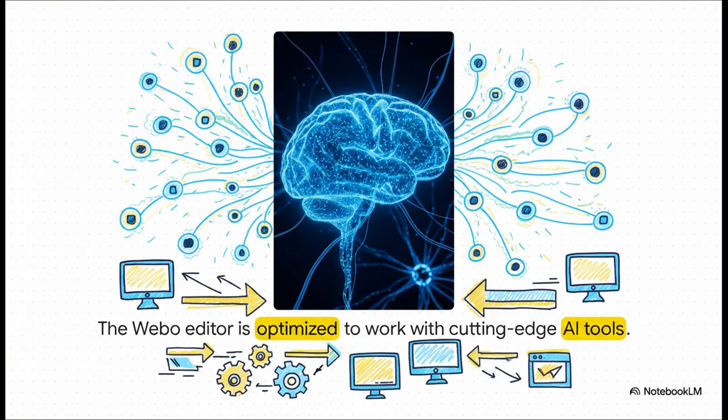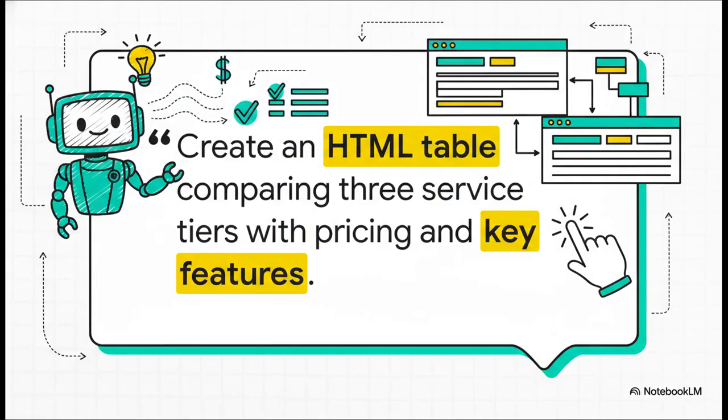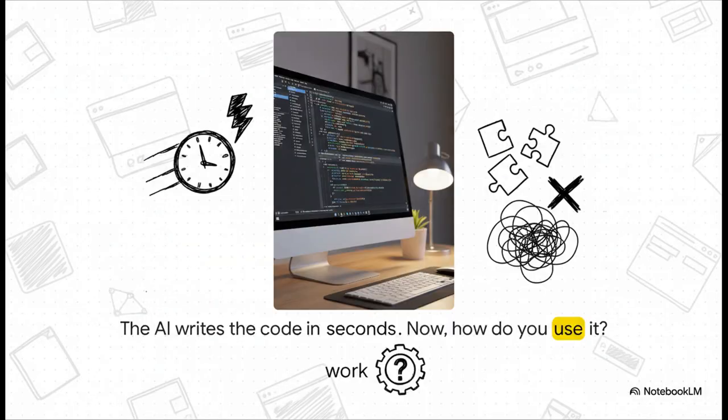Now, the keyword on this slide is optimized. See, the Webo editor isn't just compatible with AI, it was literally built from the ground up to work hand in glove with it. It's designed to make that collaboration feel totally seamless. So what does that actually look like? Well, it's this simple. Instead of spending an hour building a complicated pricing table, you just give your AI a clear instruction. You talk to it like you talk to an assistant, describe what you want, and the AI does all the heavy lifting. And boom, seconds later, you have it.